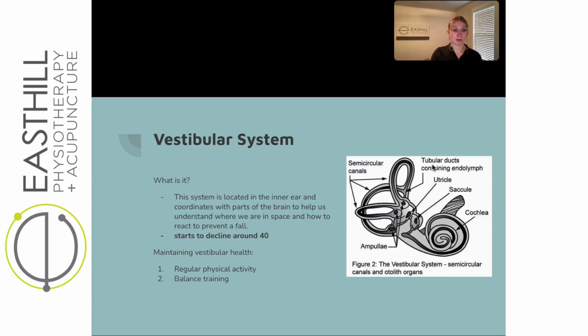First, taking a look at our vestibular system. This is our system located in the inner ear, which coordinates with the brain to help us understand where we are positionally in space. So this system does start to decline quite a bit earlier than we would think, right around the age of 40. Now, it's really important to maintain the health of the vestibular system for fall prevention, and things that we would do to help with this is include regular physical activity and balance training into our day-to-day life.